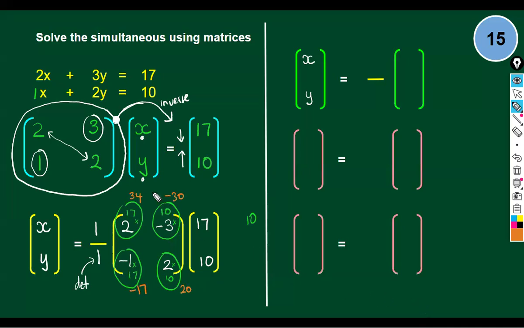So to get the number on top, we add the two final values on top. And to get the number underneath, we add the two final values underneath. So 34 plus minus 30, a plus and a minus is a minus. So we end up with 34 minus 30, which is 4. And minus 17 plus 20, which is 3. And don't forget, we have a 1 divided by 1 outside. Okay? Great.